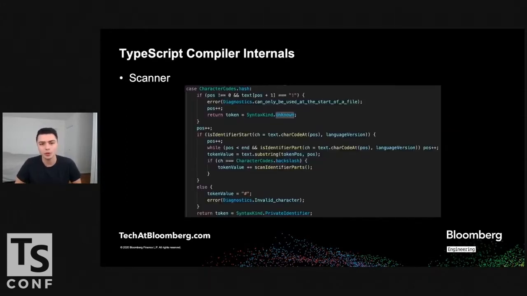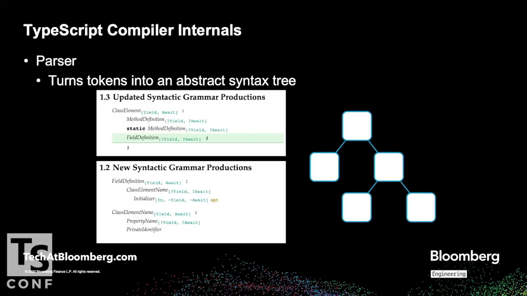This is the actual code that we introduced into the compiler. I don't expect you to actually read all of this, but this is just to prove that we actually did introduce the code. The next phase is the parser. The parser takes these tokens that the scanner produces and turns them into an abstract syntax tree.